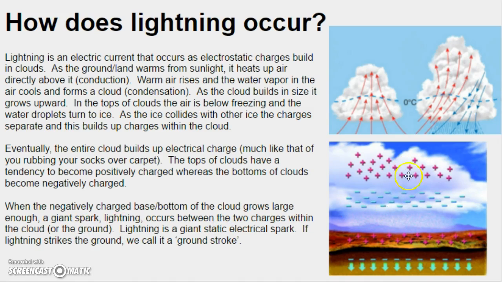Right? So you can have lightning. Most lightning, over 90% of all lightning, occurs in clouds. But lightning is a giant electric spark. If lightning strikes the ground, we call it a ground stroke. And notice in this picture, we actually can see charge polarization.